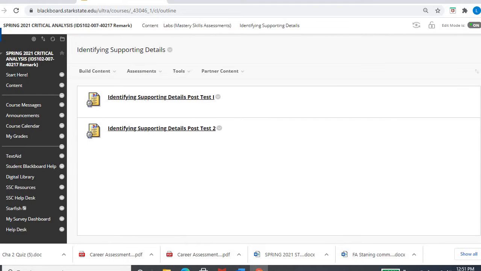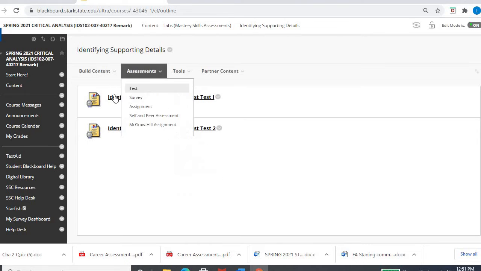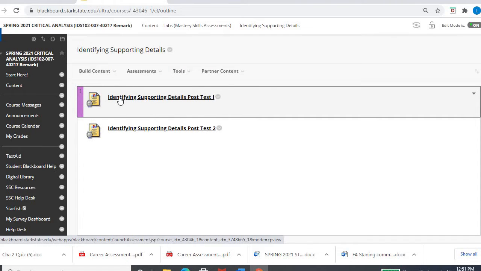All right, so we are going to be doing the Identifying Supporting Details post-test 1 today. This aligns with week 6, chapter 4. Chapter 4 is about identifying supporting details, so it's nice and in line with that. So I'm going to do post-test 1. I did have a couple questions from students who wanted to know, do they have to do post-test 2? You do not have to.